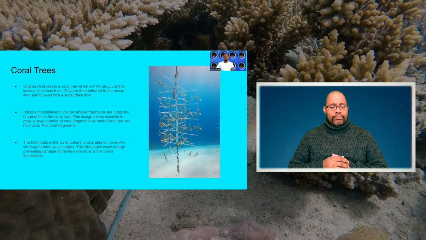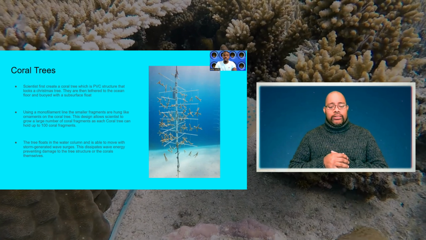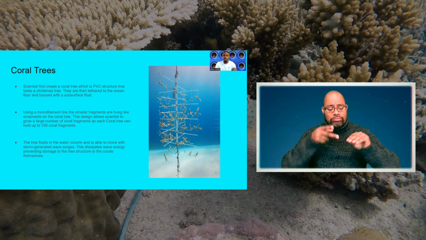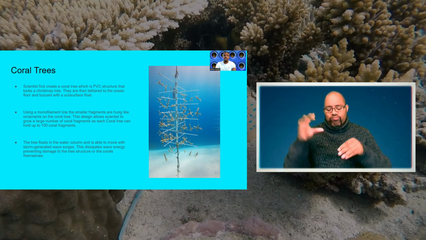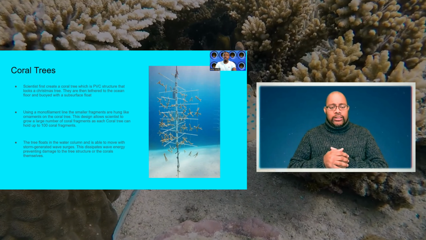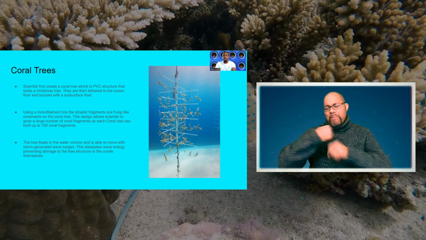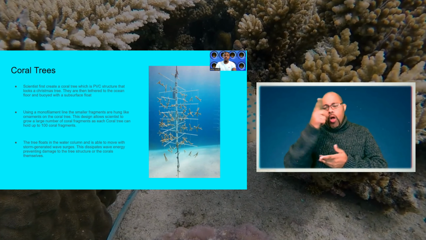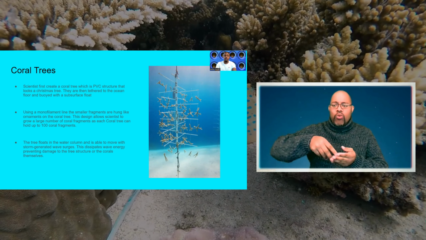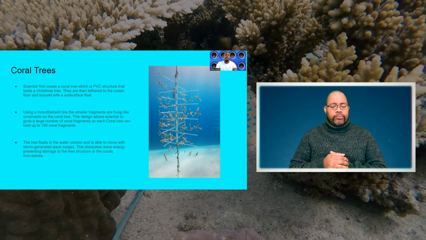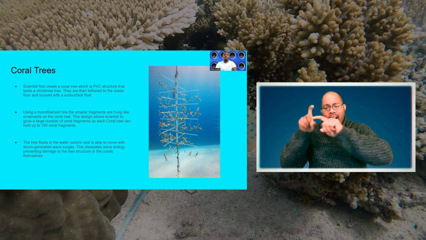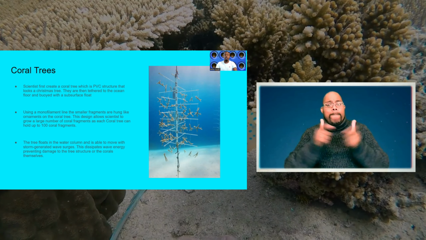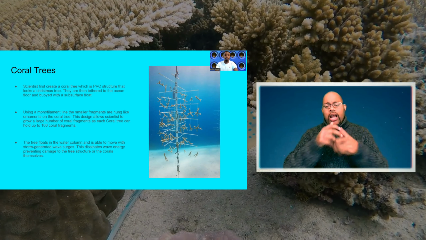So, coral trees. After scientists fragment the coral or break them into smaller parts, they then put them on coral trees, which are makeshift trees. Scientists first create coral trees, which are a PVC pipe structure that resembles a Christmas tree, and they are tethered to the ocean floor and buoyed with a subsurface float. Using a monofilament line, the small fragments are hung like ornaments on the coral tree. This design allows scientists to grow a large number of coral fragments, as each coral tree can hold up to 100 or more coral fragments.